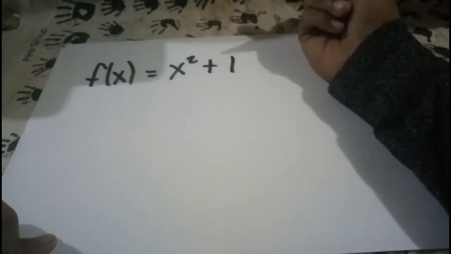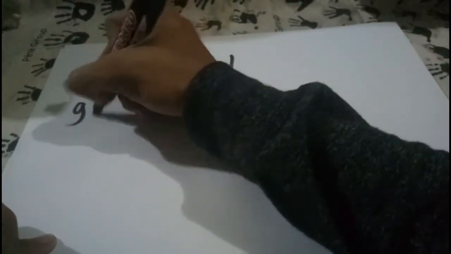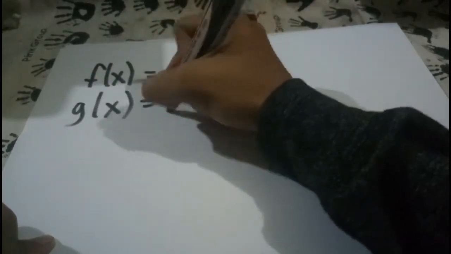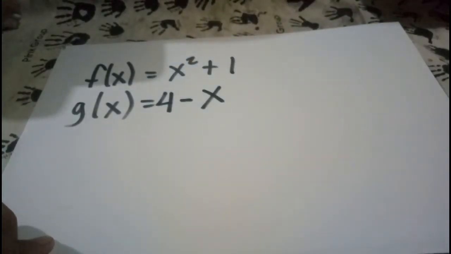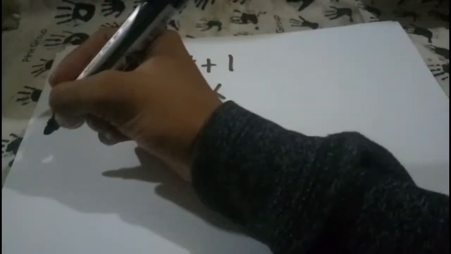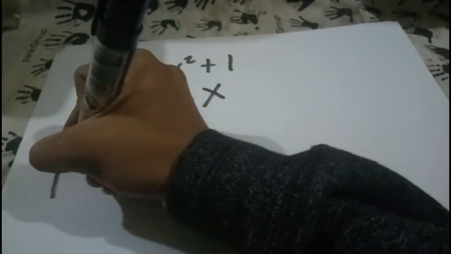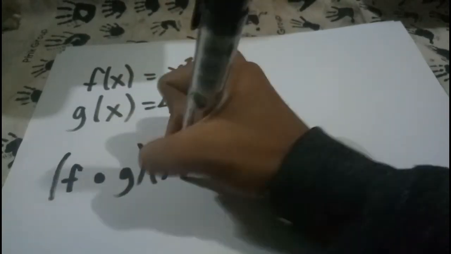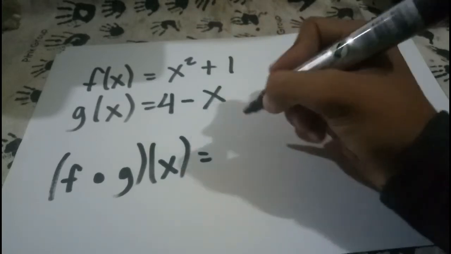For example, we have f of x equal to x squared plus 1, and g of x is equal to, let's have, 4 minus x. Now, we're going to solve f of g of x. We're gonna plug g of x into f.